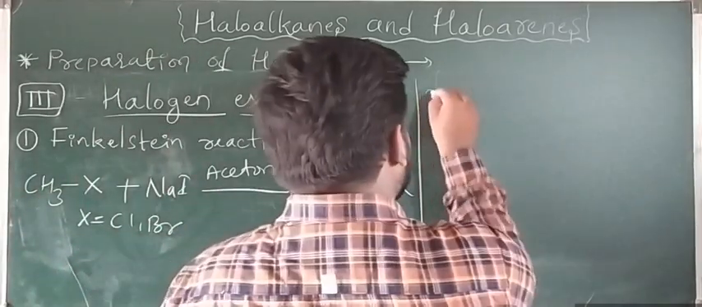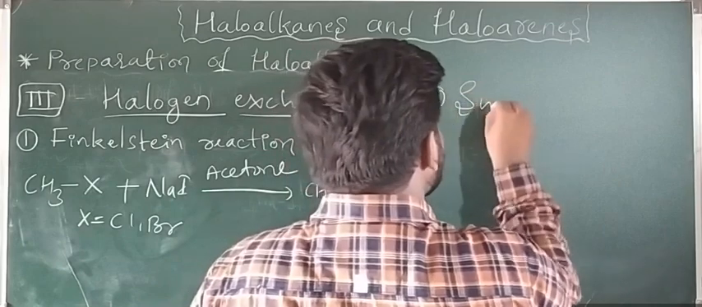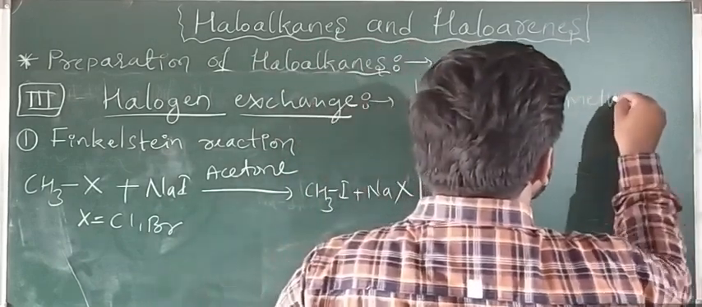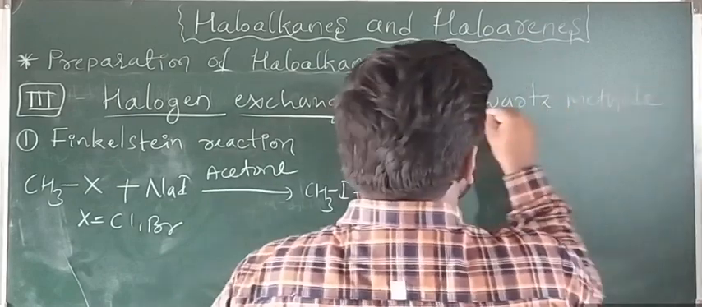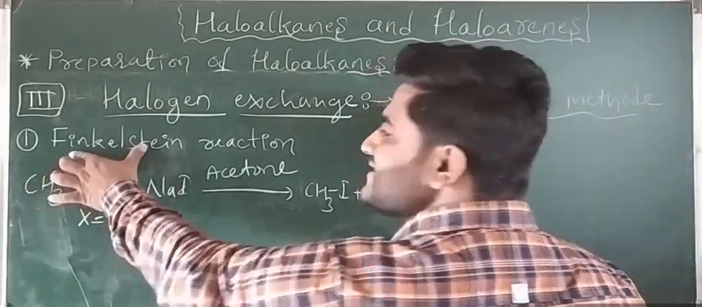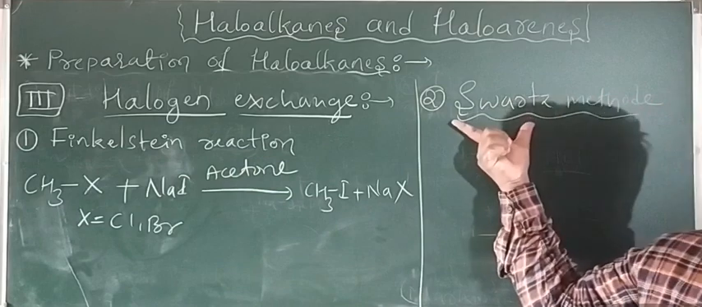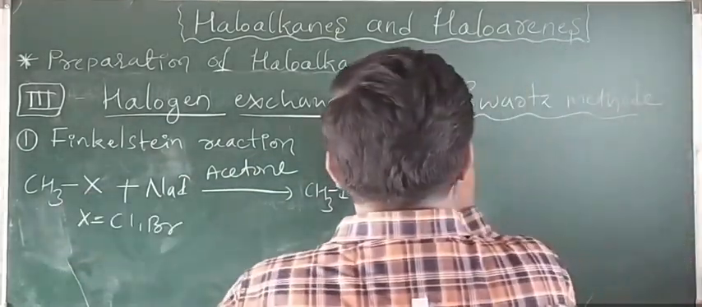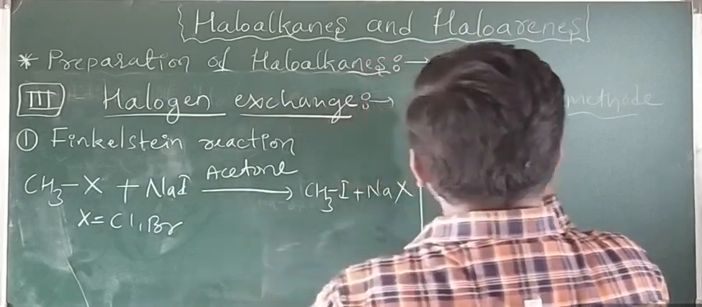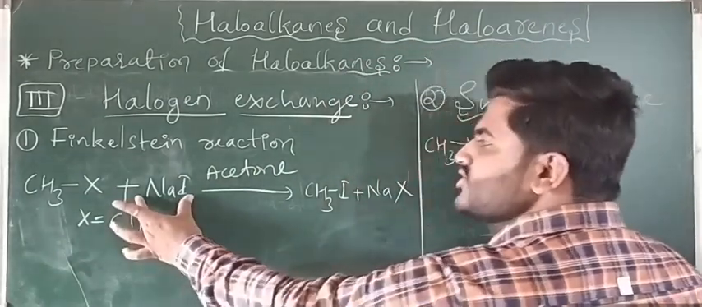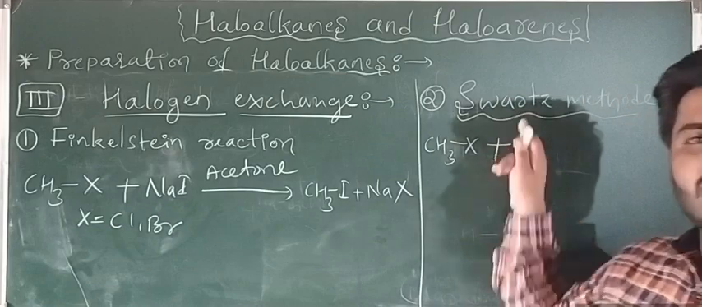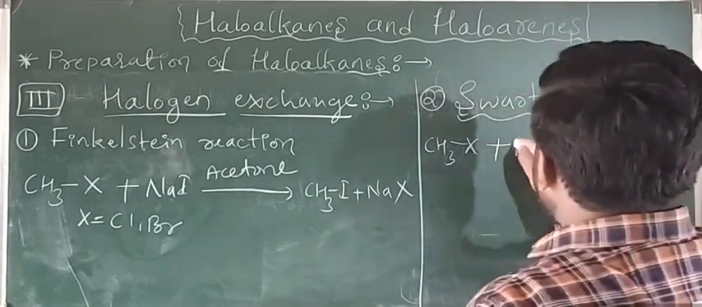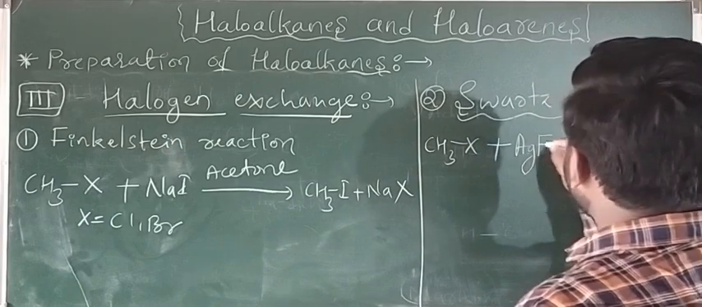In halogen exchange, the second method is the Swarts method. So what are these names? Finkelstein is the name of the scientist here. Swarts is also the name of a scientist. Look at here. In Swarts, the same thing is there, methyl halide. But the reagents are different. Here we are using sodium iodide. In the Swarts reaction, he used any metallic fluoride. So mainly they have used silver fluoride.